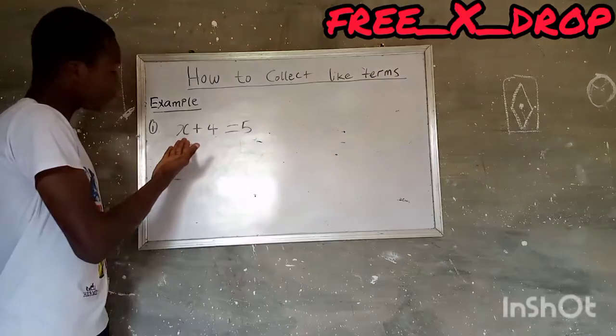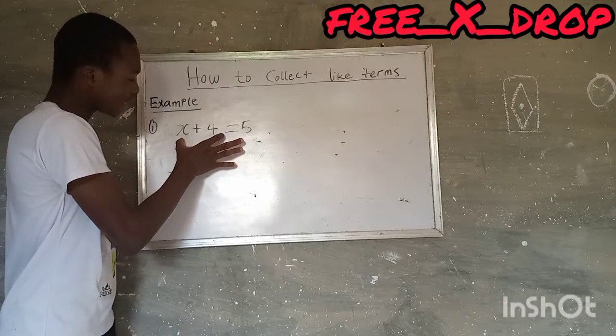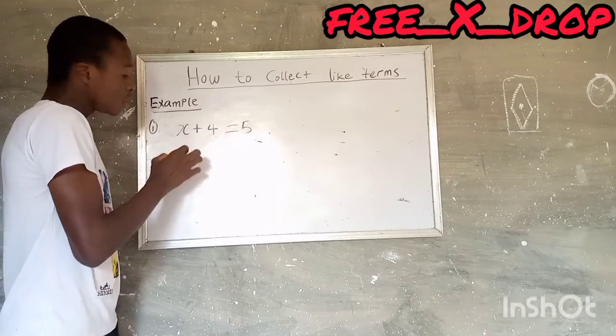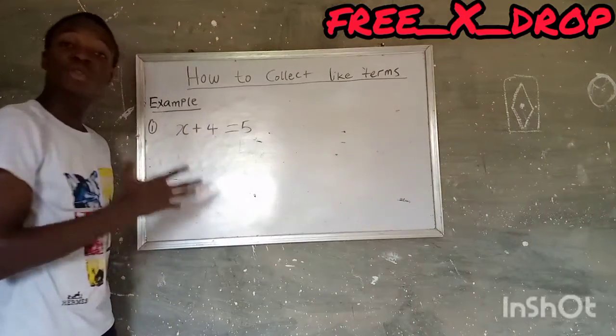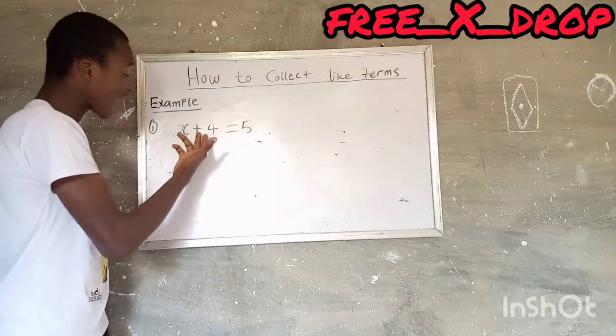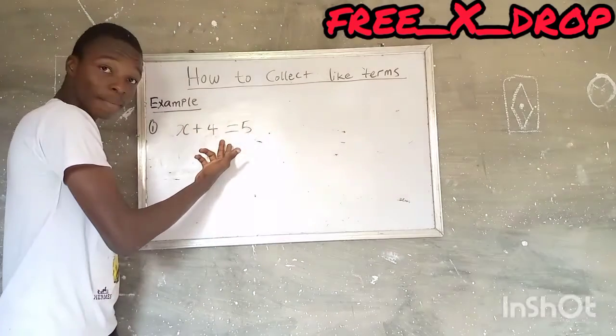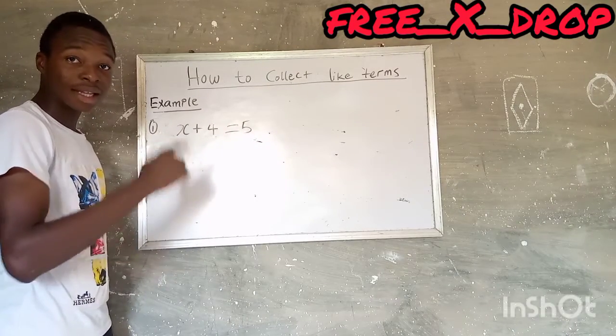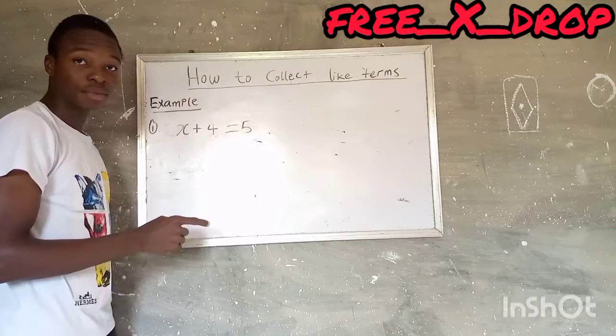So for this one, you see a letter is at the left side of this equal sign and a number is still there. Numbers and letters are not supposed to be together. You cannot add a number and a letter. You only add numbers and numbers, and letters and letters.